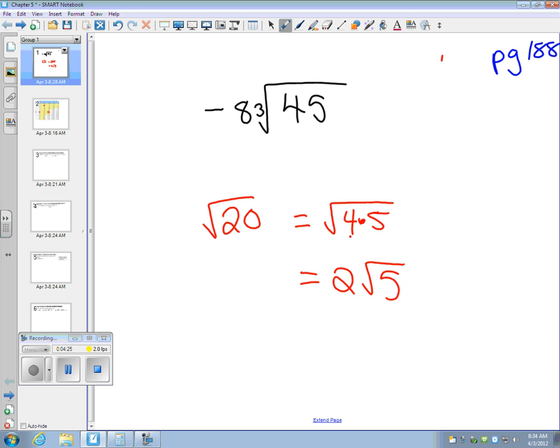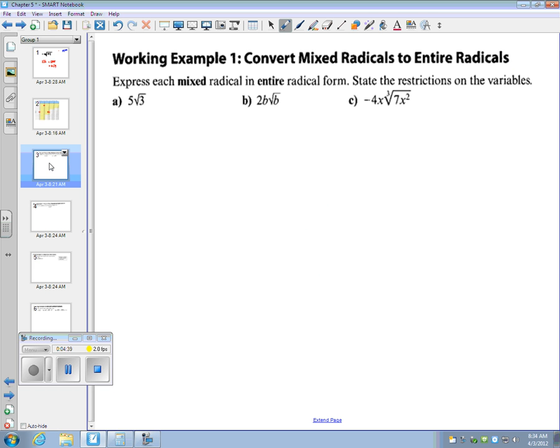Okay, so what we're going to have to look at throughout these is comparing and ordering radicals. We're going to look at adding and subtracting, and also restrictions, because there's some values that just don't make sense when we're working with radicals. But I think what we'll do is we'll dive right in. It says express each mixed as an entire. Remember, look back to page 188. Entire means that the radical can only have a coefficient of 1 or -1.